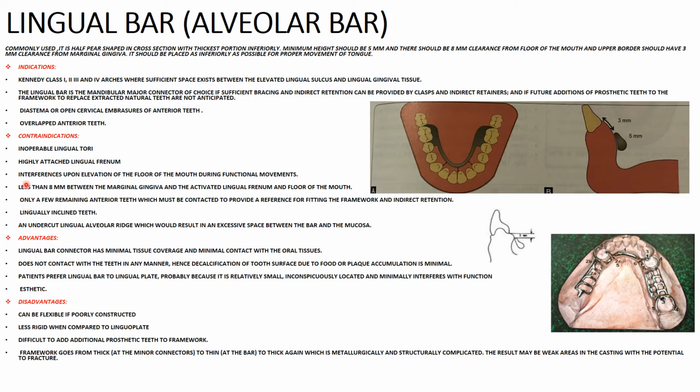If there is less than 8 mm between the marginal gingiva and the activated lingual frenum and the floor of the mouth, in that case you cannot use a lingual bar. The next is only a few remaining anterior teeth, which must be contacted to provide a reference for fitting the framework and indirect retention. So if there are limited remaining teeth present, or lingually inclined teeth, or if there is an undercut present, in that case you cannot use a lingual bar.